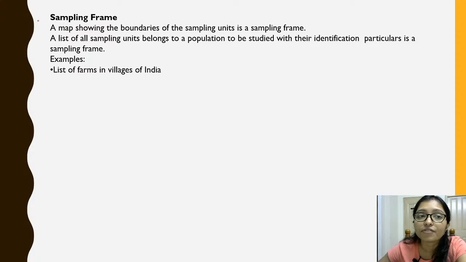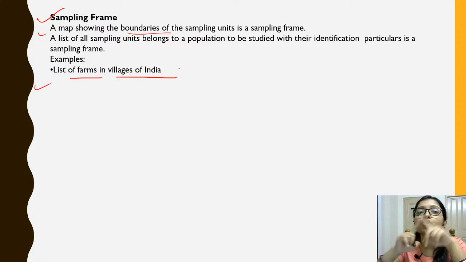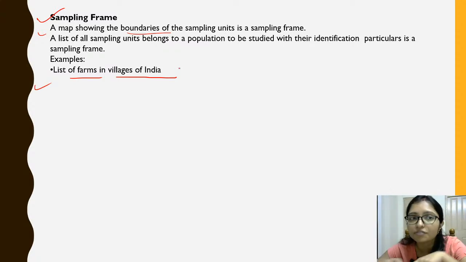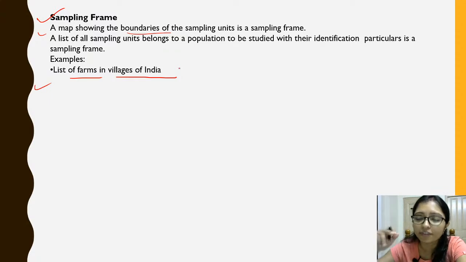Now the sample frame, what is the frame? Frame means a map showing the boundaries, you can think of it like the area, that is a list of farms in the villages of India. So that is your frame, the list of all farms in the villages in India. That is the total frame. So frame means a map showing the boundaries of sampling units, that is the sample frame.